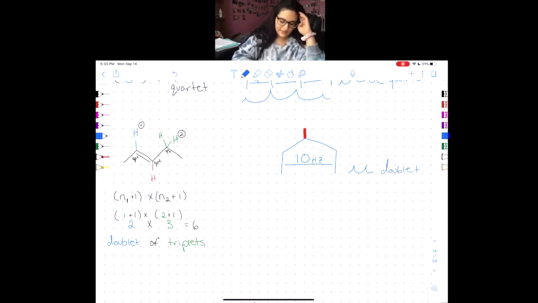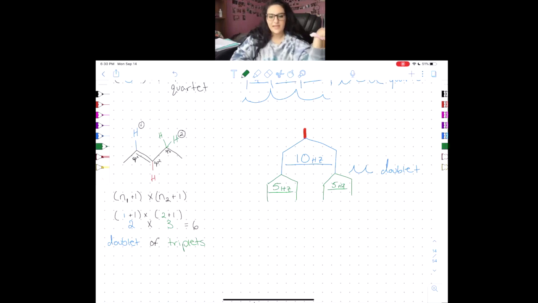Next up, we have green. And the green hydrogens are each going to split it 1 time. So bam, and bam. But now, the green hydrogens are going to have a J value of 5, let's say.